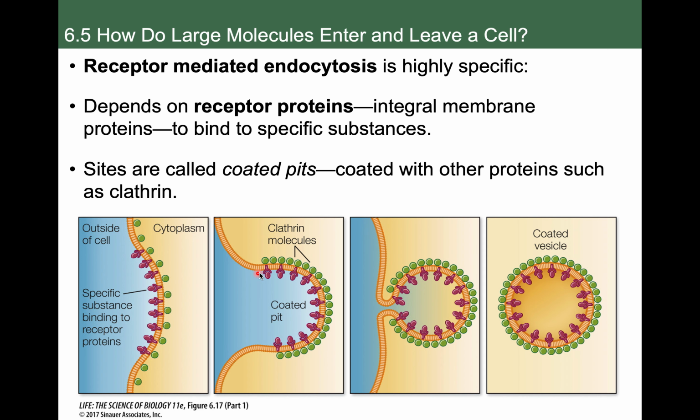So they'll call this infolding of the membrane a coated pit, just because it's coated with these receptors, right? So this is a way, again, just to make this whole process more specific. Unless that particular signaling molecule is present, we don't get endocytosis.